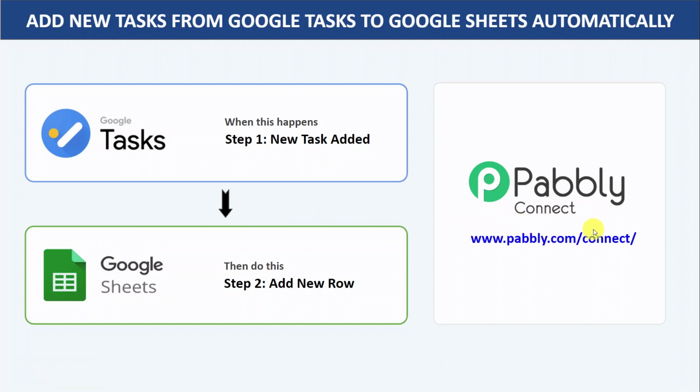So basically, Pabbly Connect is an automation and integration software which will help us in integrating Google Tasks with Google Sheets automatically. The best part here is it doesn't require any coding skills or programming knowledge. Even a non-technical person can do this in a few simple steps. So now let us check this in real time.